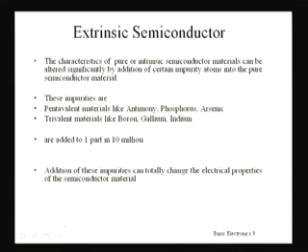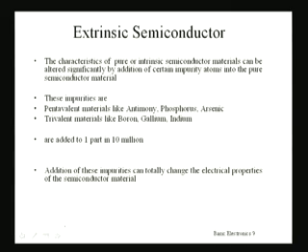Like we can add pentavalent impurity materials like antimony, arsenic and phosphorus, which are group 5 elements and have 5 electrons in the outermost orbit. Or we can add trivalent materials like boron, gallium, and indium, which are group 3 materials and have 3 electrons in their outermost orbit. And the standard norm of adding is 1 part in 10 million. That is, in 10 million atoms of intrinsic semiconductor, you add 1 impurity atom.